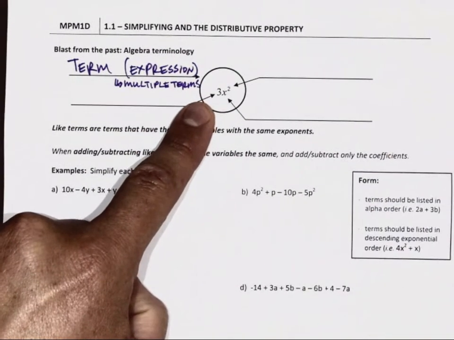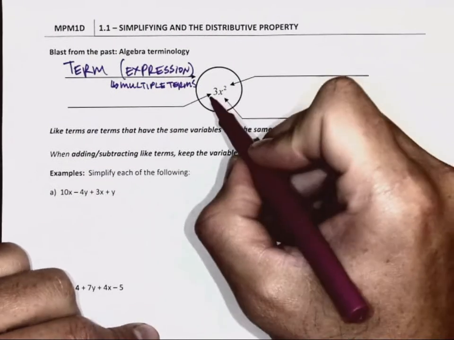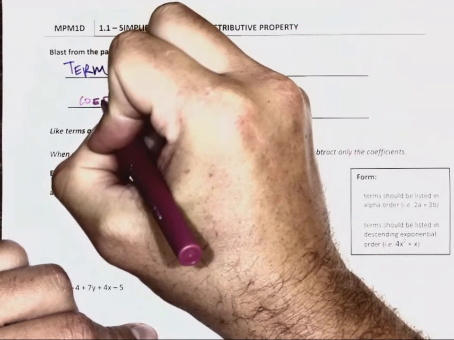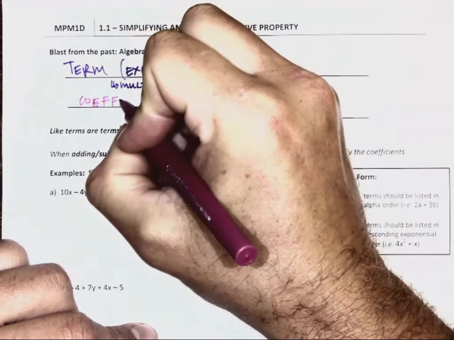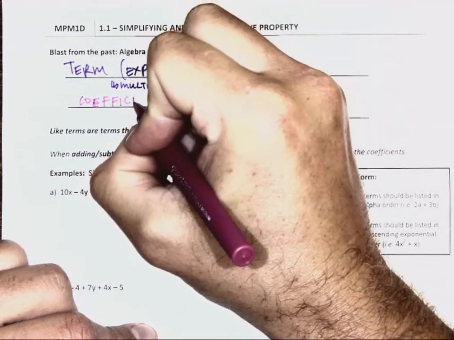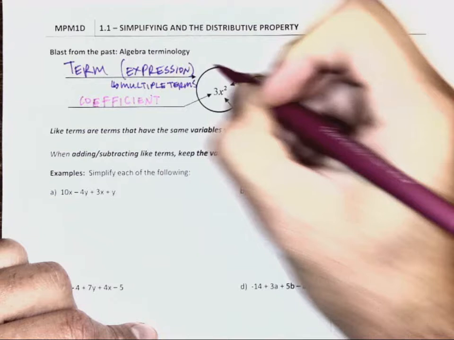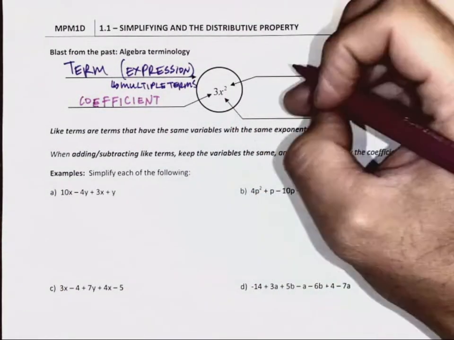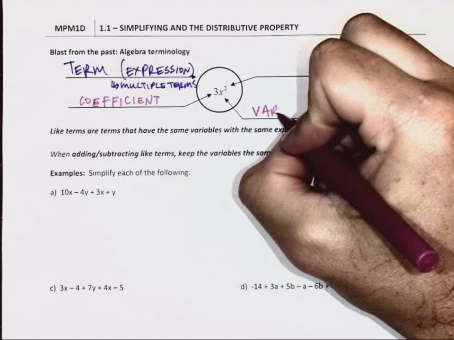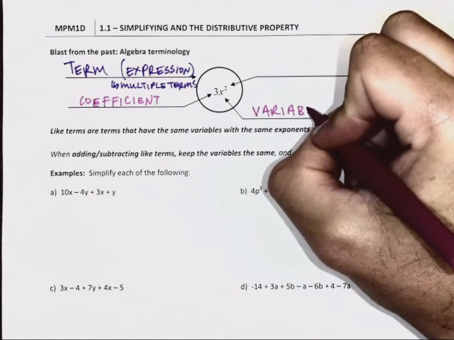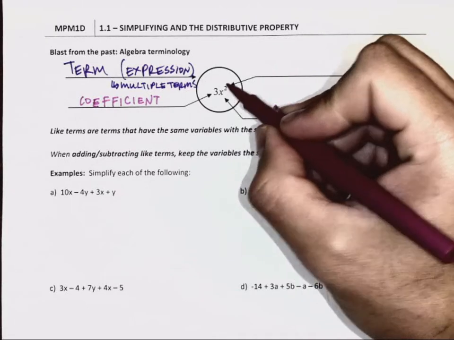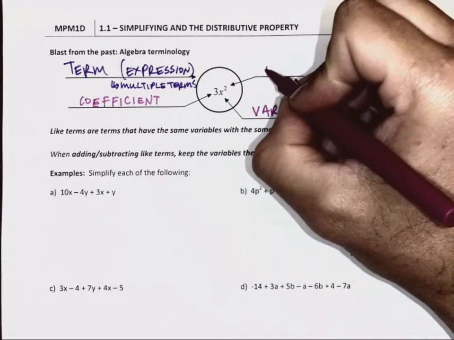The number in front is our coefficient. The letter, which represents something we don't know what, is our variable. And then up top would be our exponent.